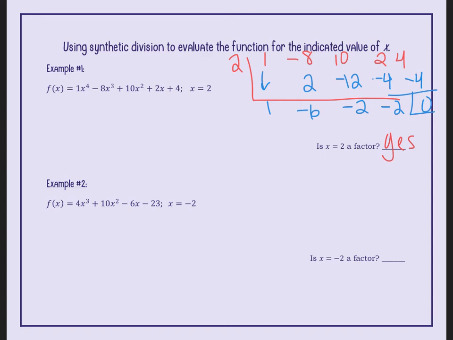We're going to go ahead and write our answer as 1x cubed because we start 1 degree lower, minus 6x squared minus 2x minus 2, and there is no remainder. Okay. And we can put f of x equals.